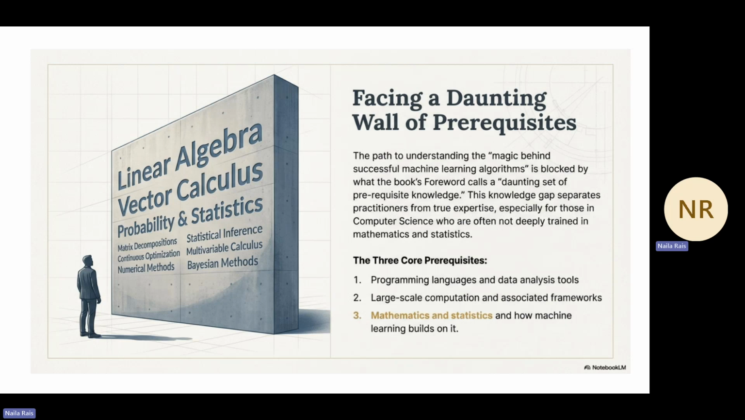The knowledge gap separates practitioners from true expertise, especially those in computer science who are often not deeply trained in mathematics and statistics. So let's look into the three core prerequisites: programming languages and data analysis tools, large scale computation and associated frameworks, and mathematics and statistics, and how machine learning builds on it. So these are the three core prerequisites.